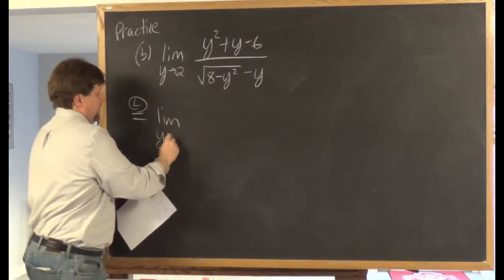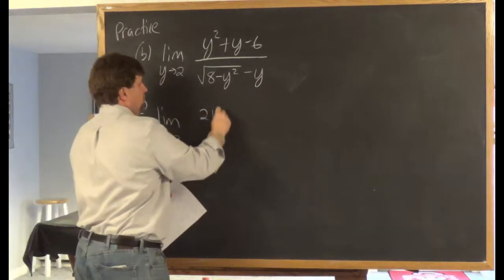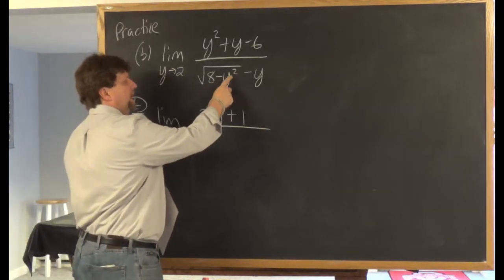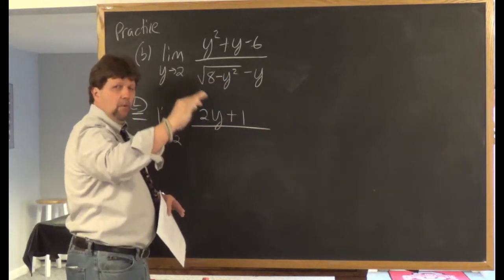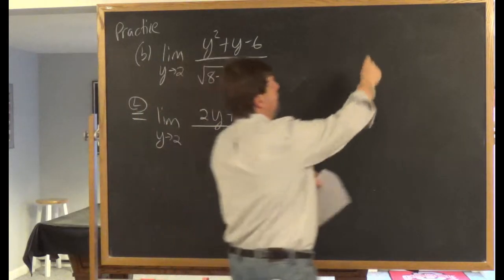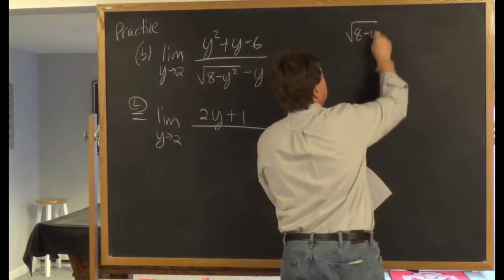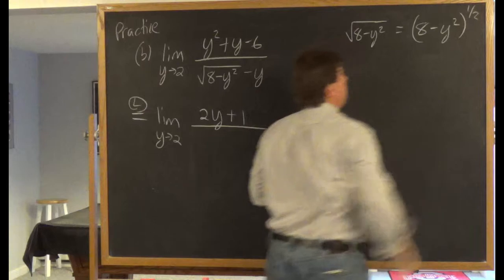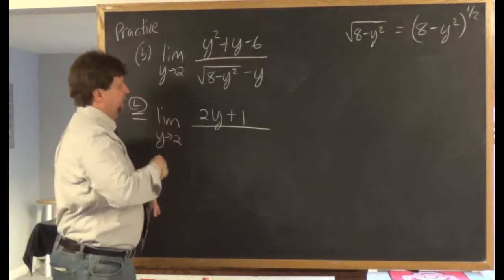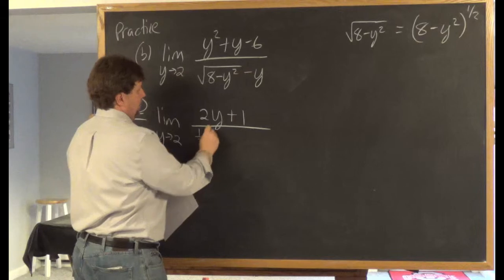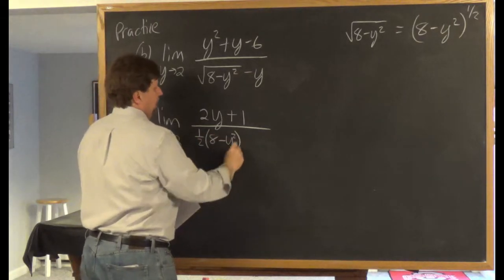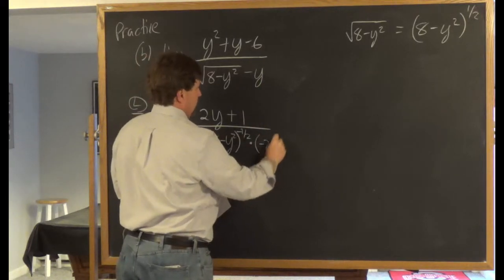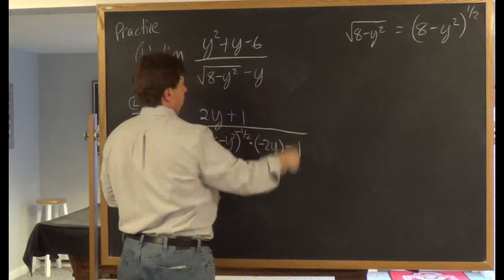So here we go. The derivative of the numerator is 2y plus 1. For the derivative of the denominator, remember this is 8 minus y squared, that quantity, to the 1/2 power. So finding the derivative, I get 1/2 times 8 minus y squared to the negative 1/2, times the chain rule, so it's a negative 2y. And then the derivative of y is 1.